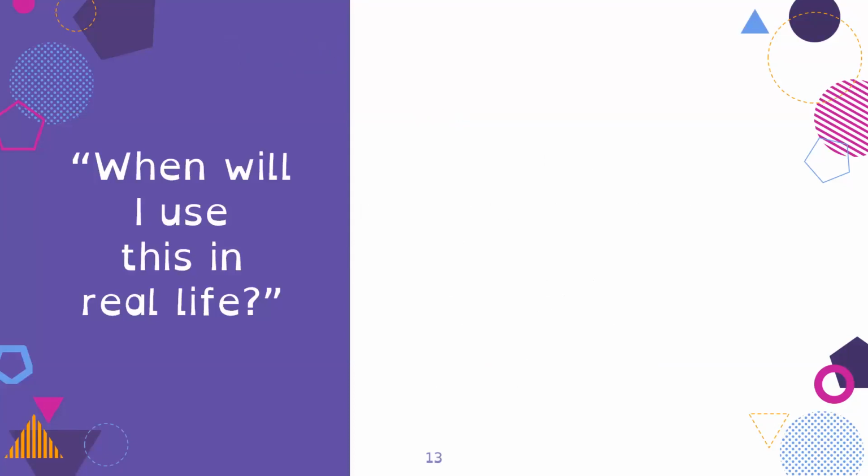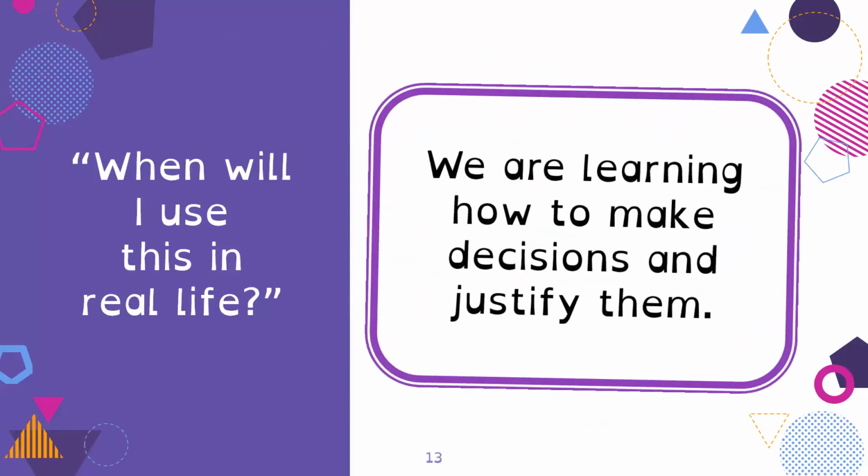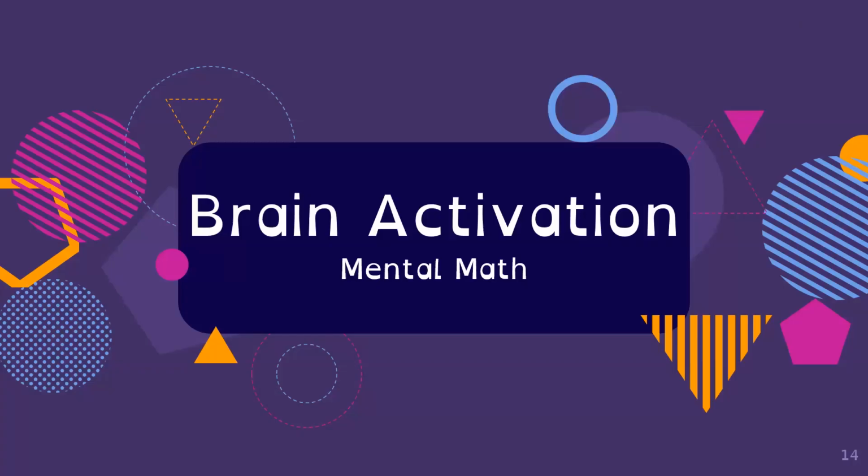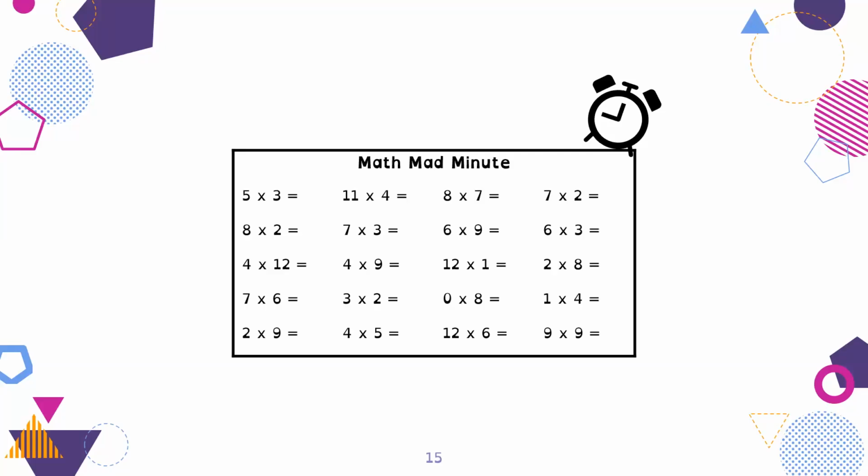So when will you use this in real life? Well, we are learning how to make decisions and justify them. So this lesson particularly is very applicable to real life, as money is something that all of us have to deal with at some point, but also being able to make decisions based on the information that you have and justify the reasoning behind the decisions that you're making is really important, whether it's related to money or just life in general. But first, let's activate our brains with some mental math.